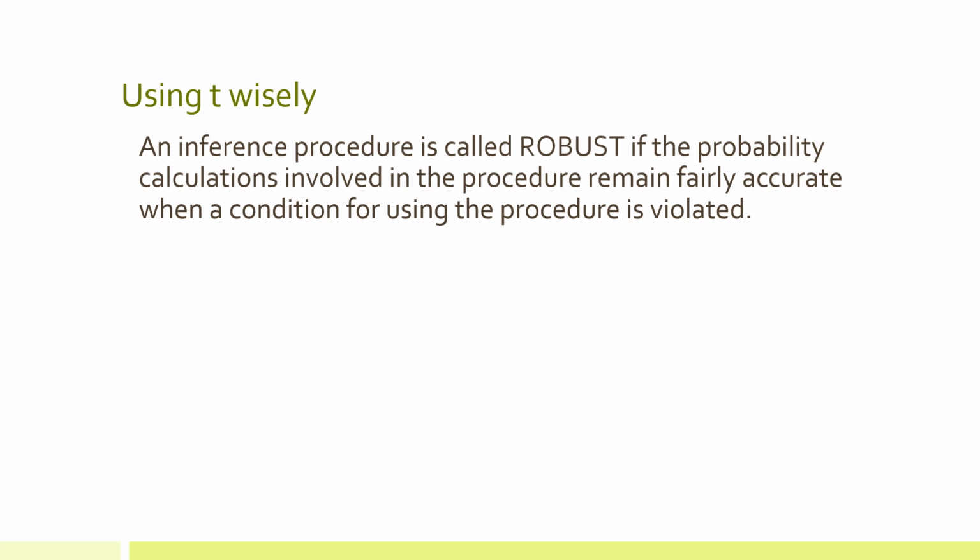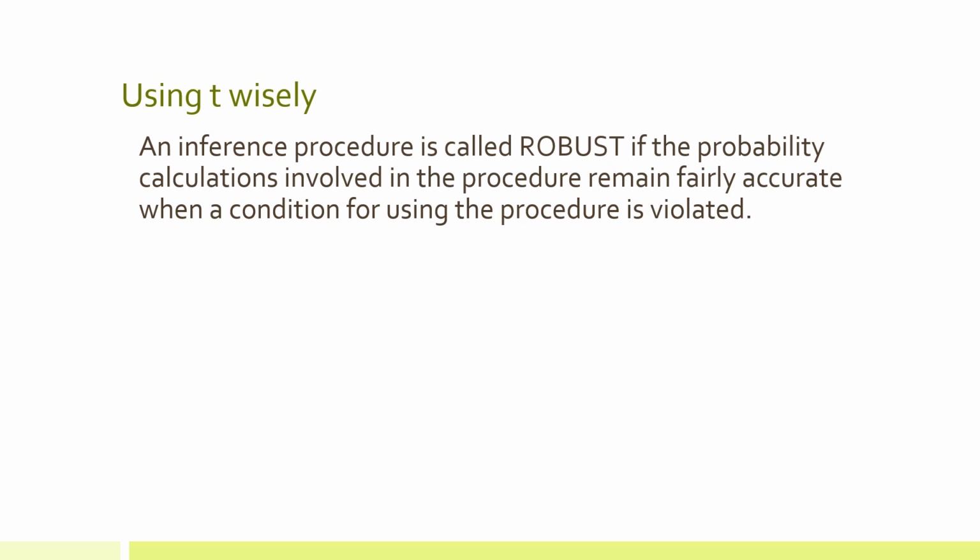How does this work? Why strong skew and outliers? Why do we have to look out for them? Well, there's a specific reason. I have to teach you about this word called robust. An inference procedure is called robust if the probability calculations involved in the procedure remain fairly accurate when a condition for using the procedure is violated.